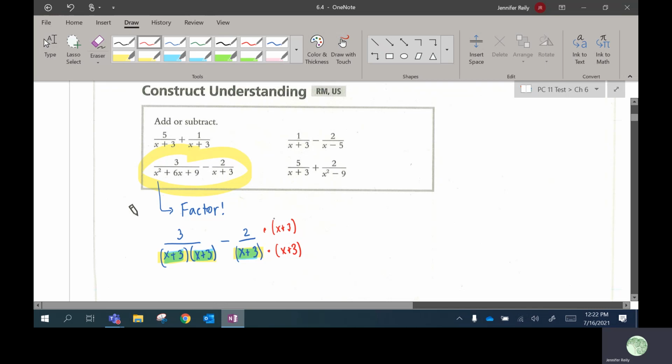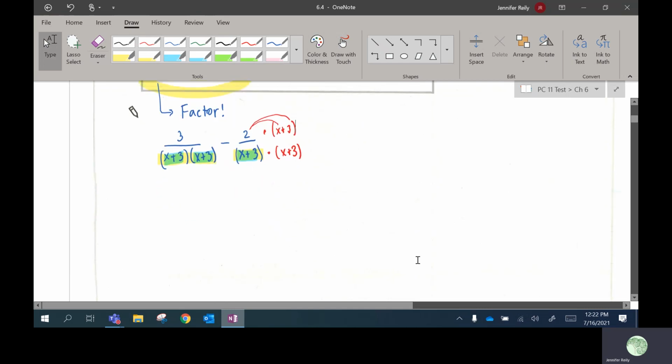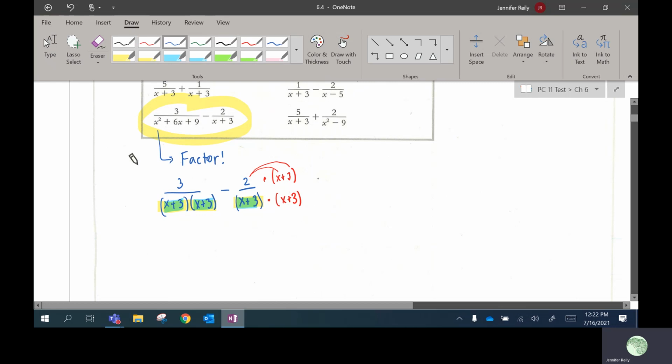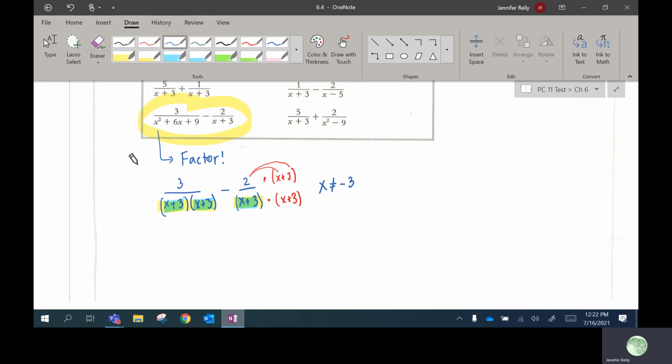When we do that, we have to remember if you're multiplying by more than one term, we have to multiply the 2 to both terms there. So let's see what we've got then. Before we keep going, we should write our non-permissible values. In this one, all the factors are the same and they all are x plus 3. So the non-permissible value here for x would be x cannot equal -3, because that would make each one of those terms 0.